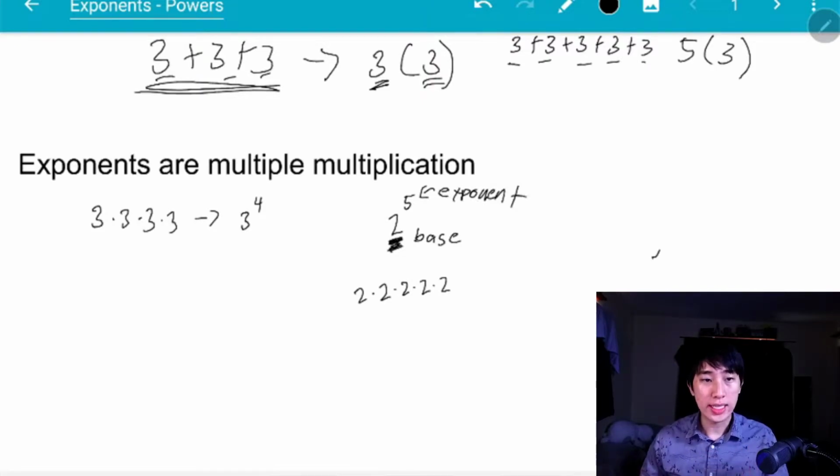All right, so that's the general idea. Again, it's like multiplication, where multiplication says how many times we're adding the same number, and exponents say how many times we're multiplying the same number. So let's move on to our next problem really quickly.